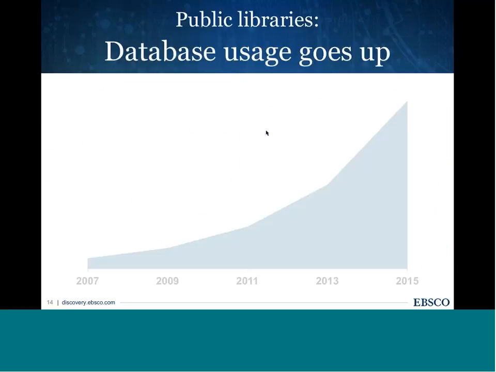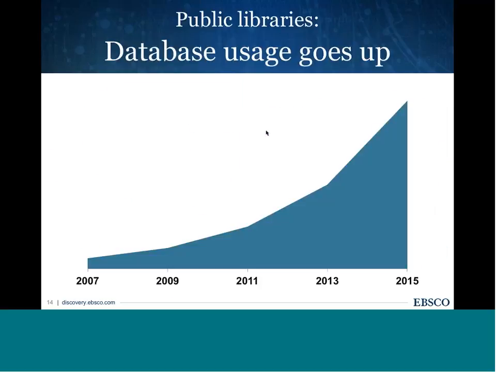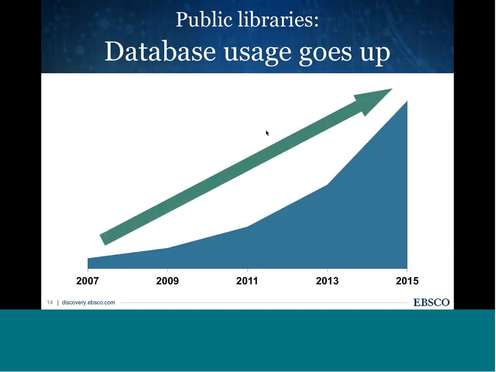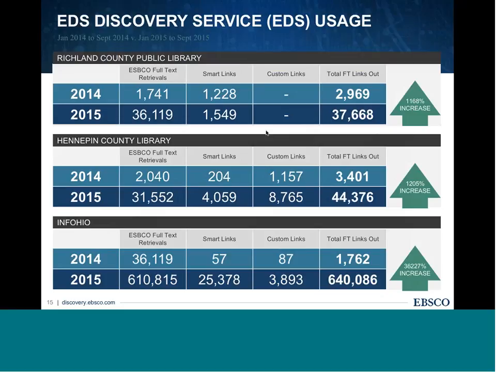The other obvious thing is that database usage goes up. The usage right now for most online databases is not what most libraries would like it to be. They'd like to expose not only the idea that libraries have something other than books, but also the idea that there's a lot more content there that they can get access to. I just pulled a few statistics from some of our library sites. There are a few examples here. One is Richland County, another is Hennepin County, and then the state of Ohio for schools.